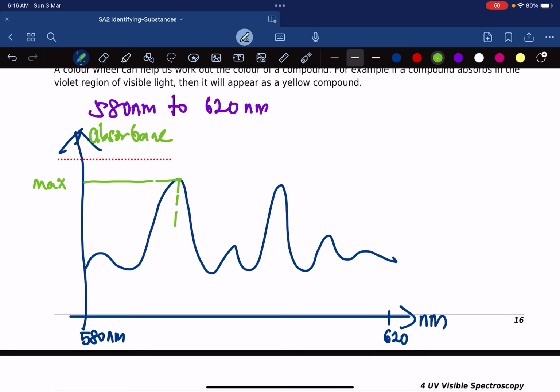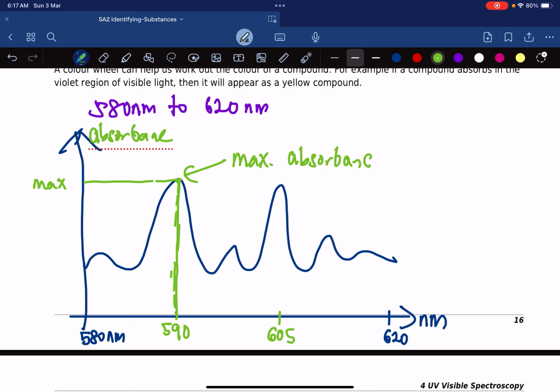So if you go down here, maybe, I'm going to look at this roughly. Let's say this is 590, and then let's say this could be 605. Let's say that. What we can say is at 590 here, this is where maximum absorption, absorbance takes place. Okay, takes place here.